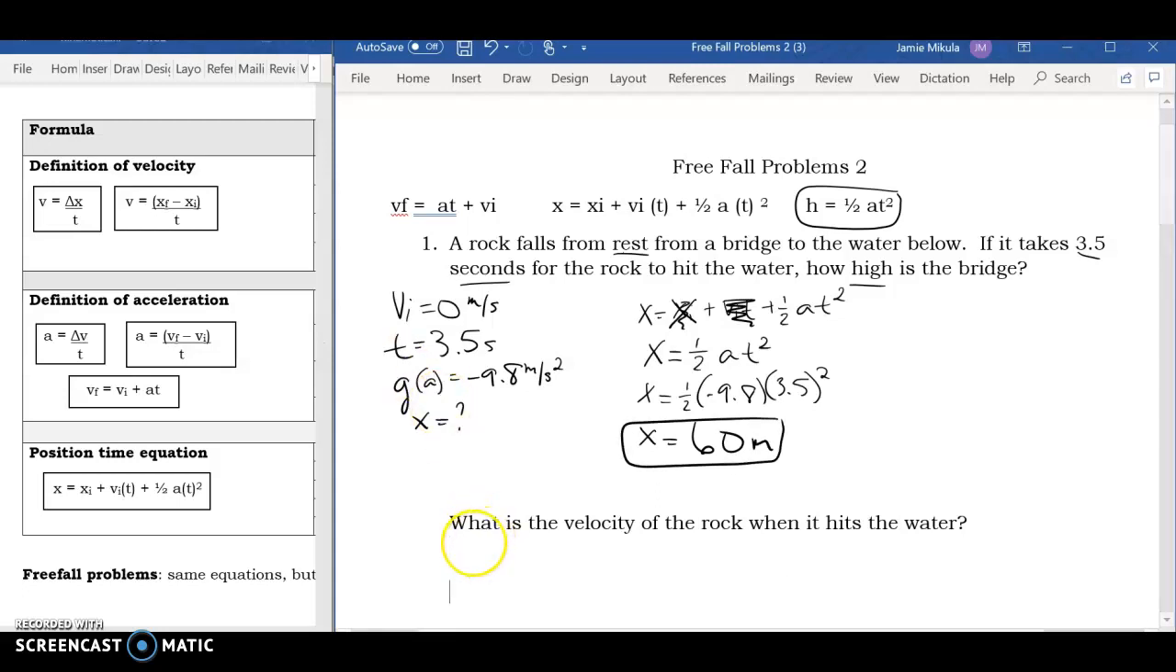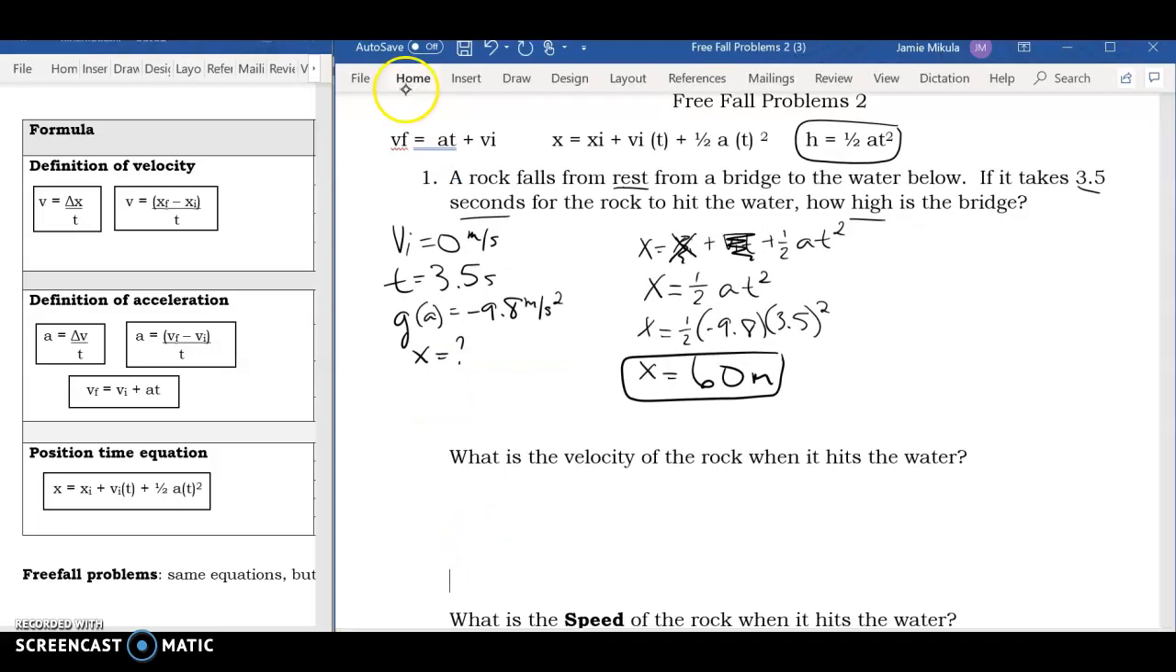All right. It says what was the velocity of the rock as it hit? So we want to know the final velocity. Using all this information up here as well, we're going to choose this formula: Vf equals Vi plus at. Vf is what we don't know. Vi is going to be 0, so we can get rid of that portion of the formula. a is the gravity, negative 9.8, and t was 3.5. So negative 9.8 times 3.5 is negative 34.3.